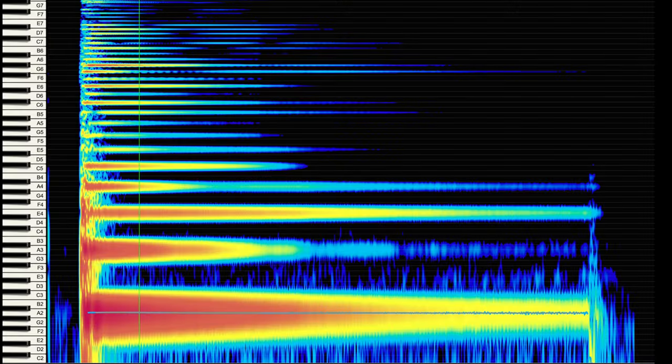Here's a great example of what harmonics look like on a musical instrument playing a single note. And now, here's what they look like when a singer sings this same note.